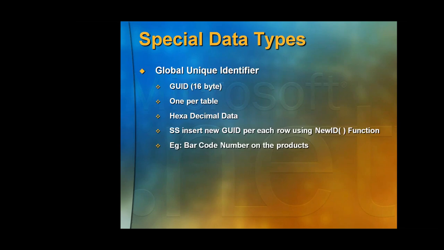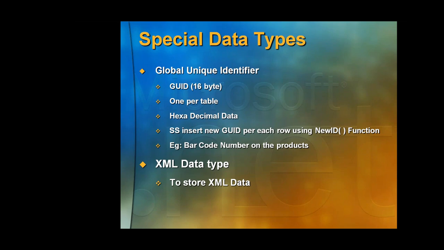So now, global unique identifier. It is called a GUID, 16 bytes, one per table, and hexadecimal data will get stored. SQL Server inserts a new GUID per each row using the NEWID function, like barcode numbers on products. Clear? And we have XML data as well to store XML.